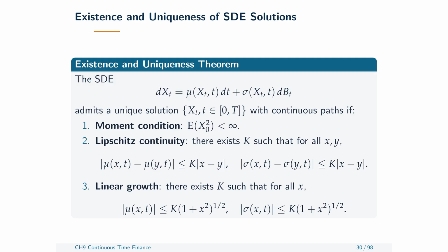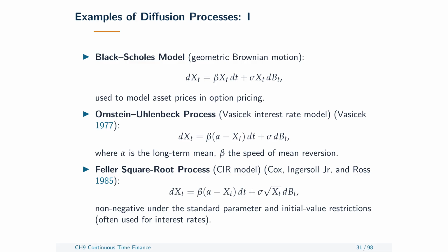Existence and uniqueness do not follow from writing down an equation. A standard sufficient set of conditions requires a finite second moment for the initial state, Lipschitz continuity of the drift and diffusion functions in the state, and a controlled growth condition. These restrictions prevent coefficients from changing too abruptly or causing explosive behavior. Other theorems allow broader cases, but well-posedness must always be established.